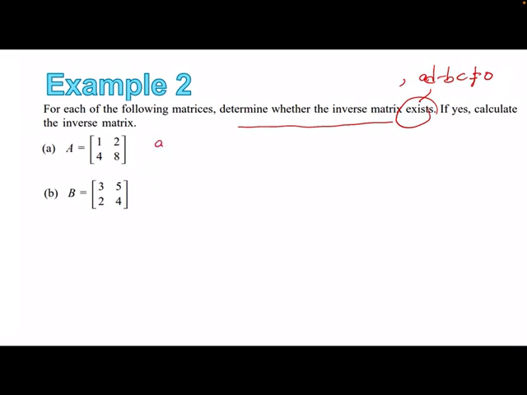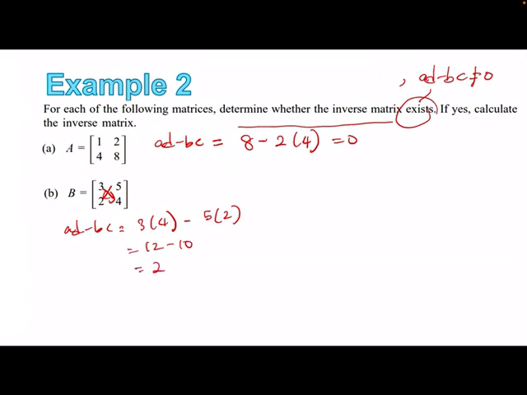AD minus BC equals 8 minus 8 equals 0. So this matrix, matrix A, does not have any inverse. Matrix B, AD minus BC equals 3 times 4 minus 5 times 2, 12 minus 10 equals 2. So this matrix B has an inverse.